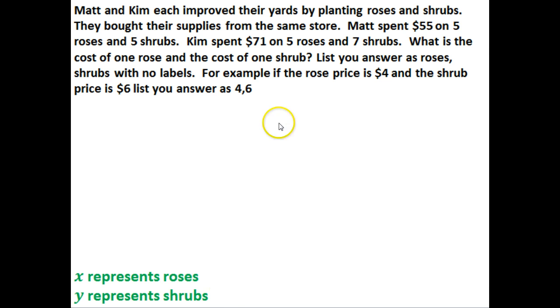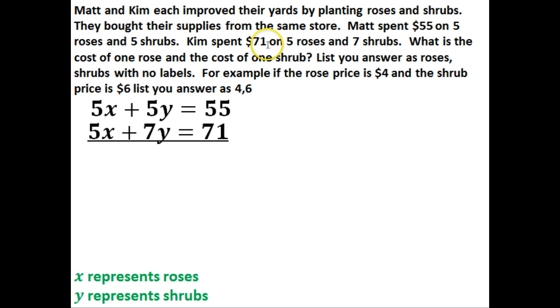Now, first of all, let's talk about Matt. Matt spent $55 on 5 roses and 5 shrubs. So this will be 5 times the number of roses, 5x, plus 5 times the number of shrubs, 5y. 5x plus 5y equals 55. This is 5 roses plus 5 shrubs equals $55. Kim spent $71 on 5 roses and 7 shrubs. Well, we already know roses are x and shrubs are y, so 5x plus 7y equals 71.